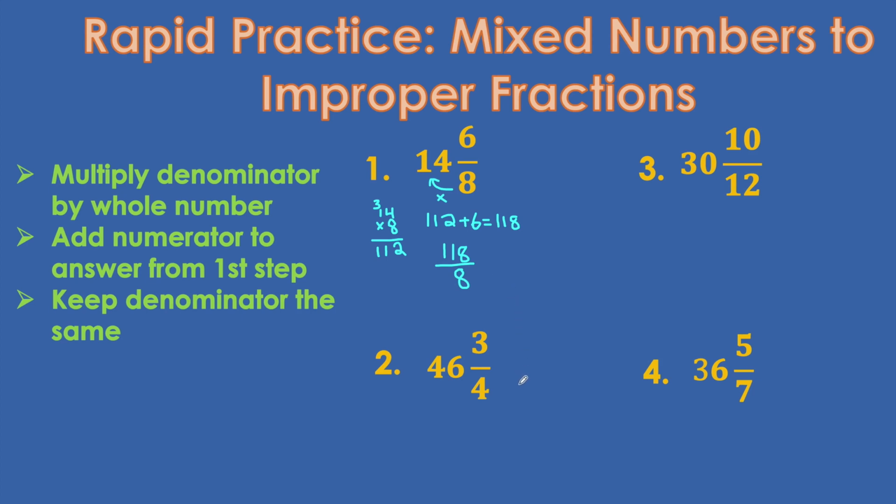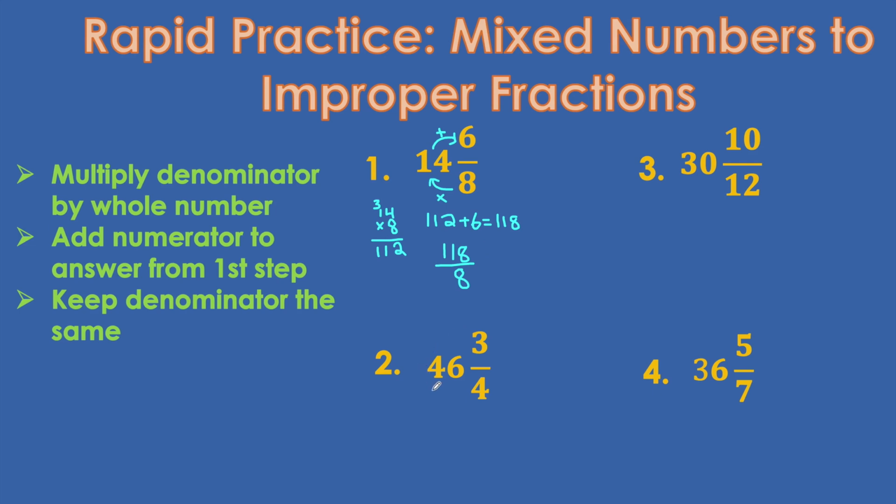Moving on to number 2. We have 46 and 3/4. Going back to the first one, you can draw an arrow from the 14 to the 6, so you know you're adding. So it looks like a cycle. First, you're going to multiply from the bottom number to the whole number. Then you're going to take that answer and add the numerator.